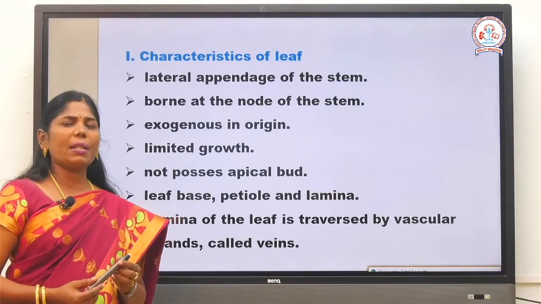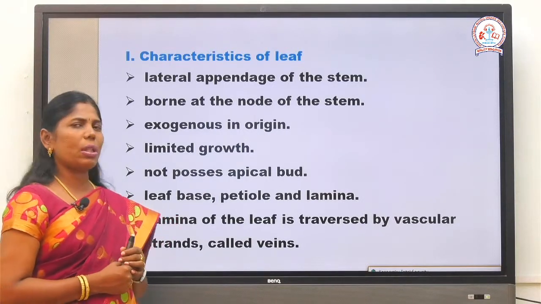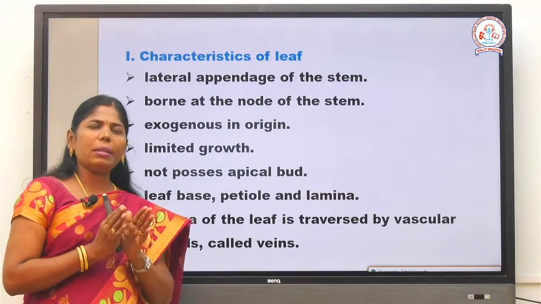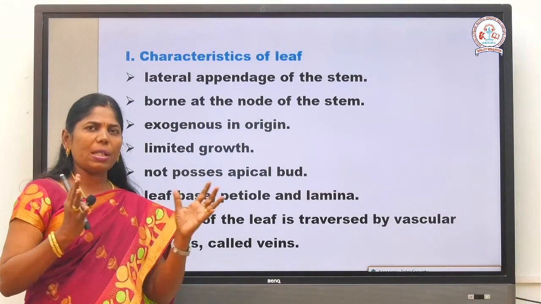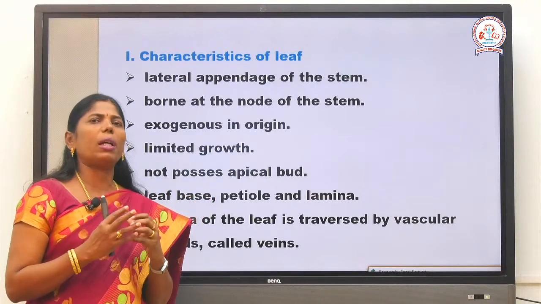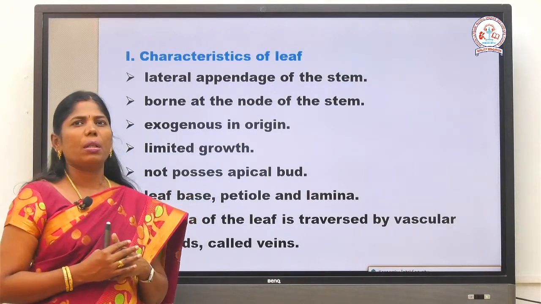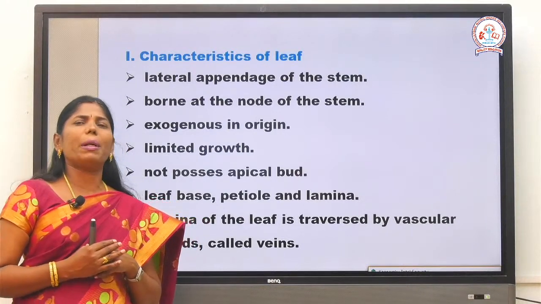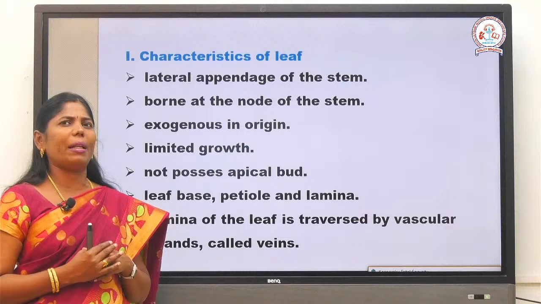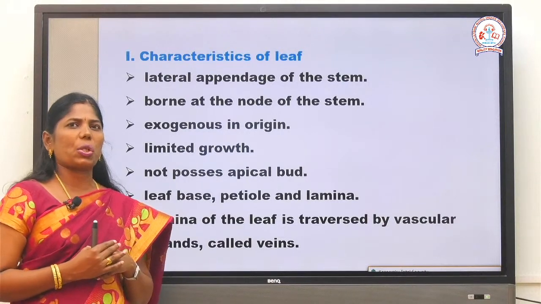So we can see the limited growth. The leaves arise on either side of the branches. It may be a compound leaf or a single leaf. It does not possess an apical bud. The apical bud is the terminal bud, and we cannot see any terminal bud in the leaf structure.